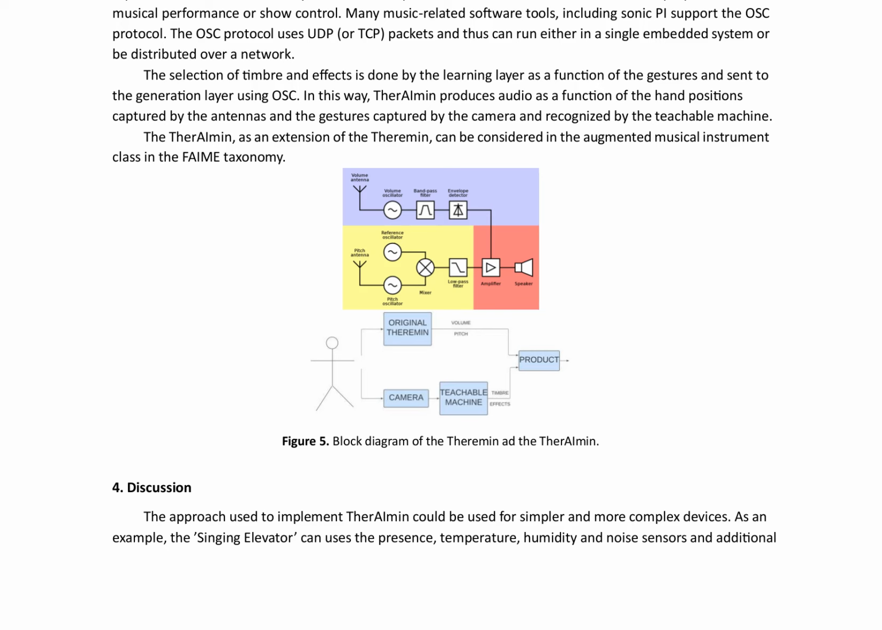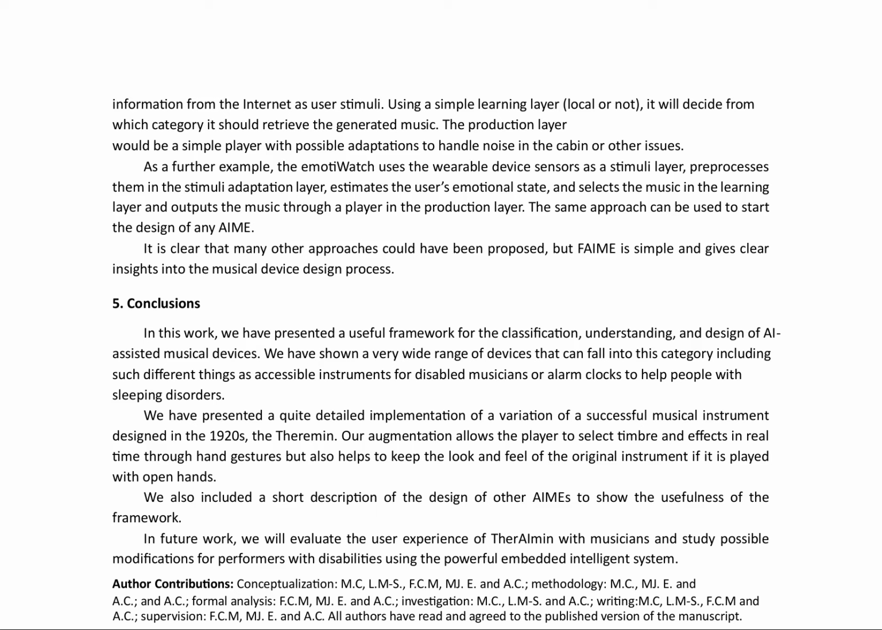This implementation demonstrates the suitability of the proposed generic architecture and the usefulness of the framework presented, showcasing the potential of AI-assisted musical instruments for individuals with disabilities. The FAIME framework is a comprehensive approach for designing AI-assisted musical devices, comprising a stimuli layer, stimuli adaptation layer, learning layer, and production layer. The watch, for instance, uses wearable sensors as a stimuli layer, preprocesses them, estimates the user's emotional state, and selects music for output.